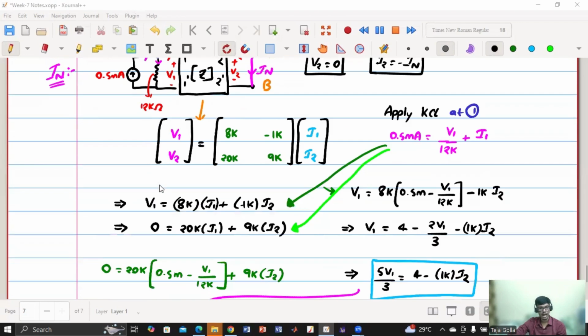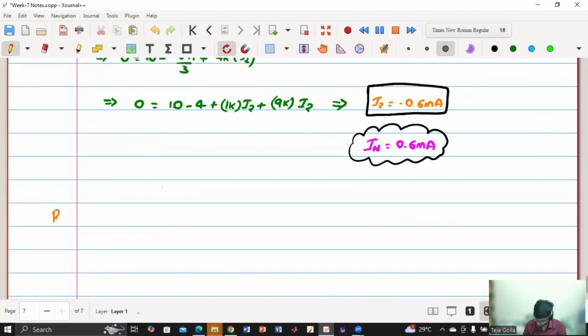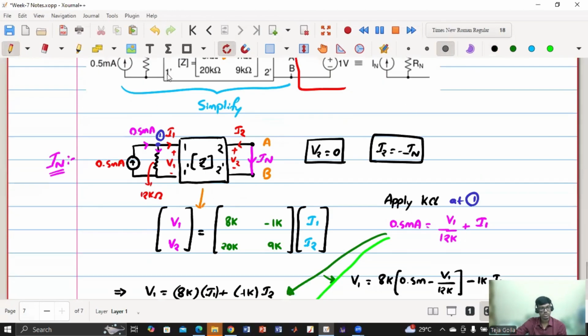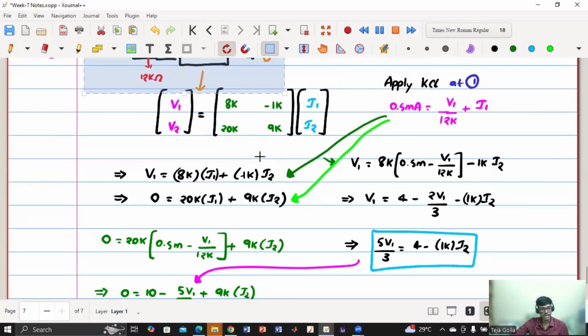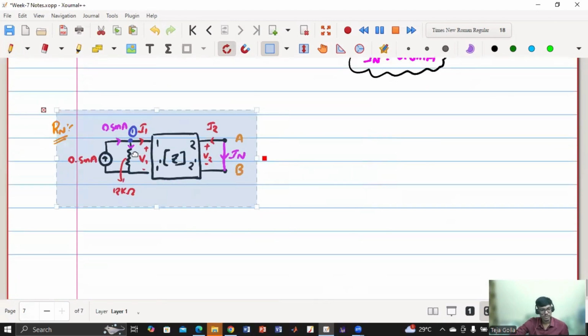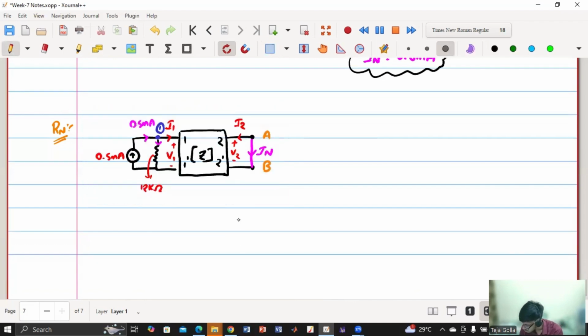Now I have to calculate RN. So how will I calculate RN? What should be done to calculate RN? Eliminate the independent sources. Yes. So we have to eliminate the independent source. They have already given that in this network there is no independent voltage source, because it is only a resistive network. So for the current source, what do we have to do, short or open? Open. So this will be open, so this is also gone.